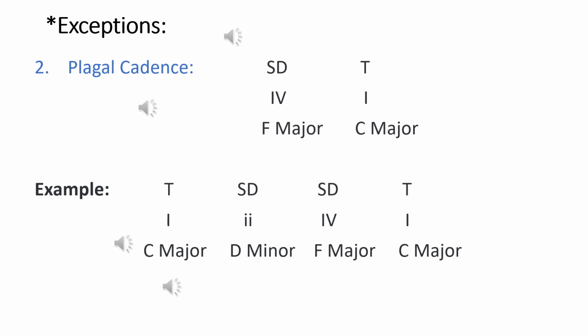For example, down here we have tonic, go to subdominant, another subdominant, and go directly to tonic. So we have 1 to 2 to 4 and to 1. So C major, D minor, F major, and C major. Let's see if it sounds pretty or not.